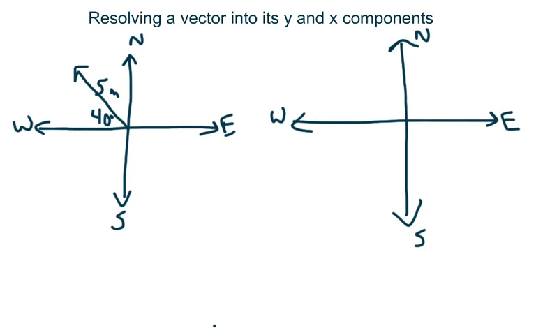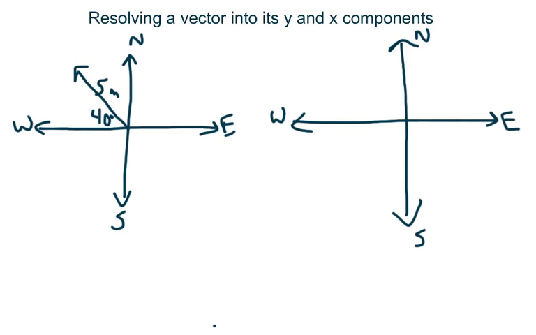Hi everyone. We're going to resolve a vector into its x and y components. This first vector we're given is 5 meters at 40 degrees north of west, and we want to find out what our y and x components are.